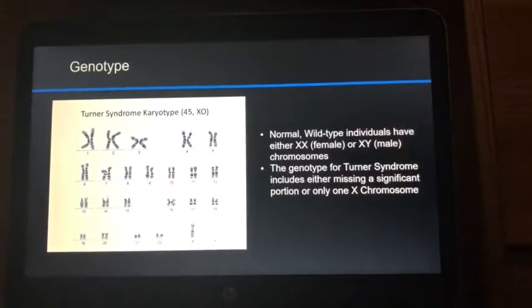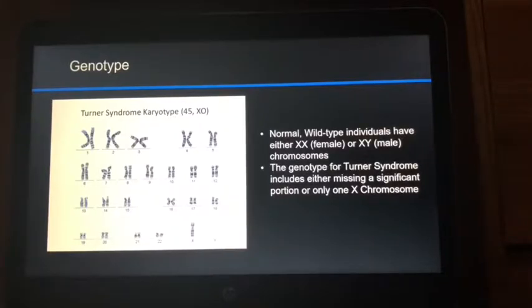So, the genotype of Turner syndrome. A normal wild-type individual has either XX, which is a female, or XY, which is a male. The genotype for Turner syndrome includes either missing a significant portion or only one X chromosome, which is diagrammed on the left.